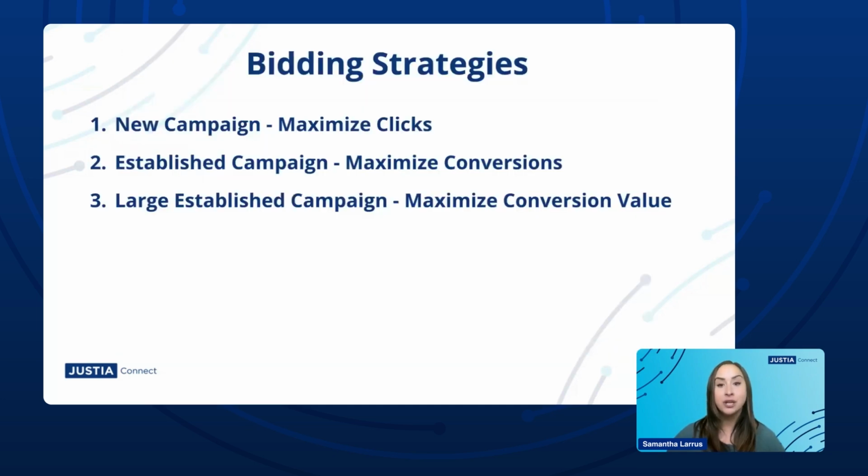So usually on our end, when we're doing campaign setups, we are starting a brand new campaign off with maximize clicks. This is really going to help with building up volume and getting some good data for Google to work with. And then once the campaign's a bit more established, we'll switch them over to maximize conversions.